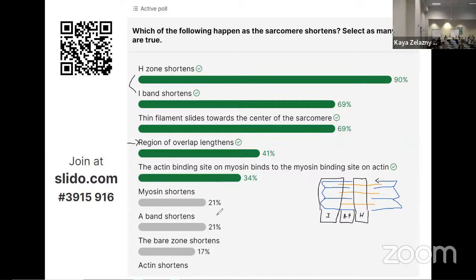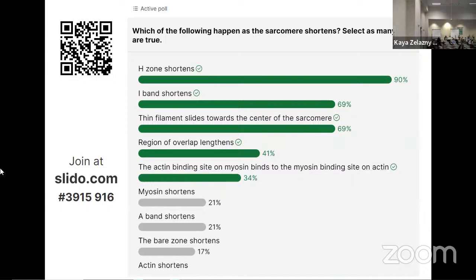Now, the reason for this overall is that our two proteins are binding to each other, which is what we're about to talk about as we run through the steps of the cross-bridge cycle. So this is to remind you that we have an actin binding site on myosin, and we have a myosin binding site on actin that are going to attach to each other.